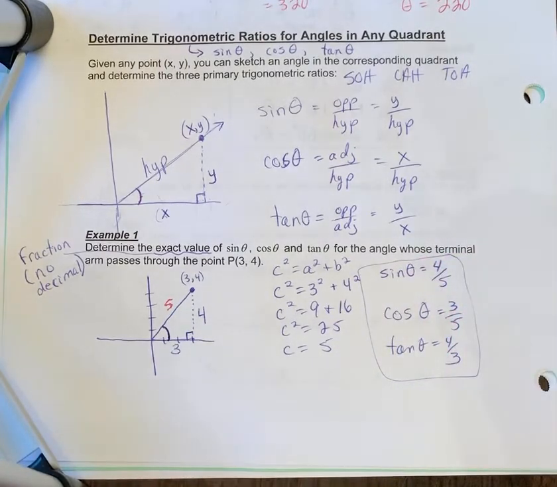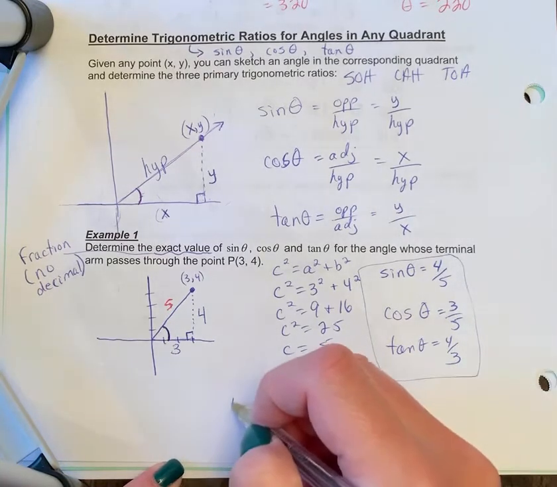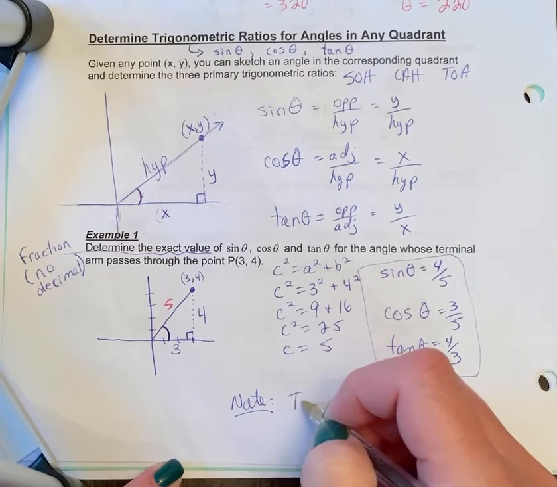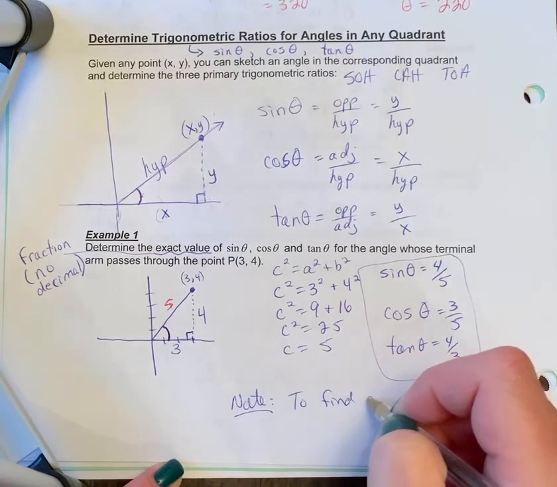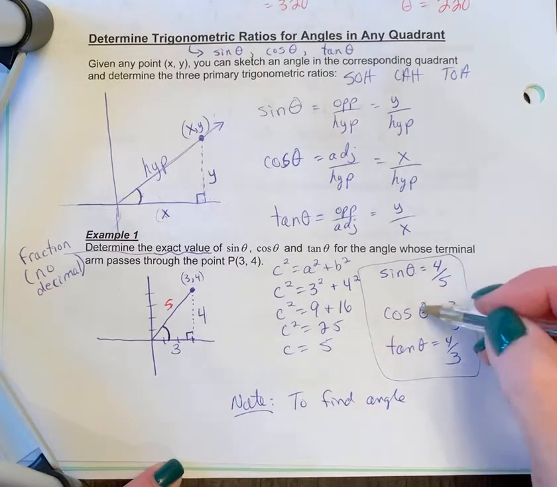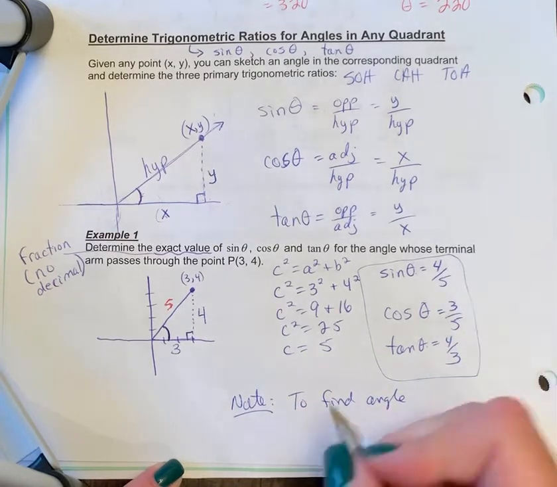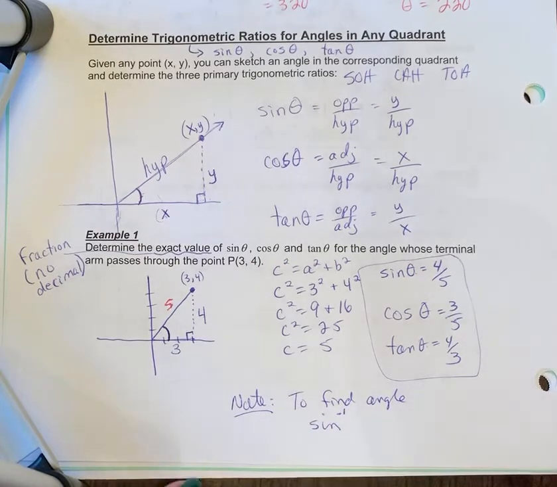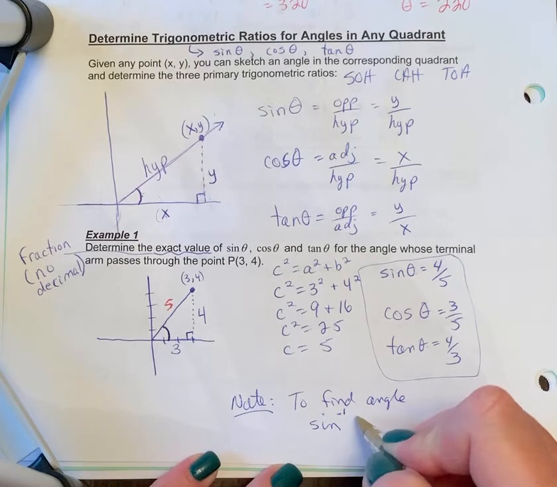Now, you may be asked in some questions, if you have a calculator, what the actual angle is. So note, to find the angle, you would use a calculator. It doesn't matter which ratio you pick, you'd get the same answer. And you use that sine inverse. Depending on your calculator, it's usually in the top left-hand corner. It'll say second function or shift a lot of the times. And then you put 4/5 in.